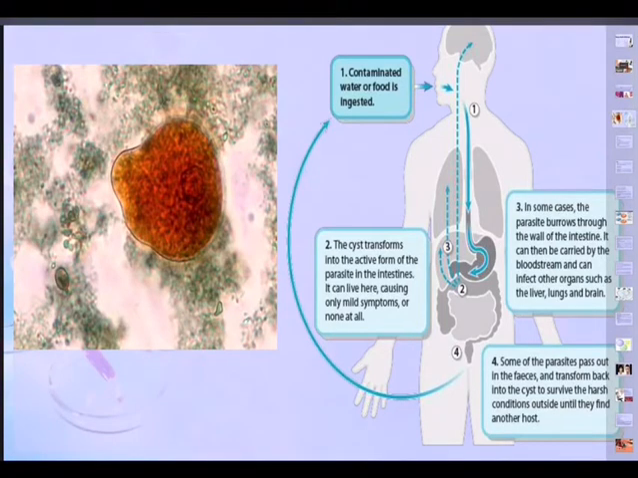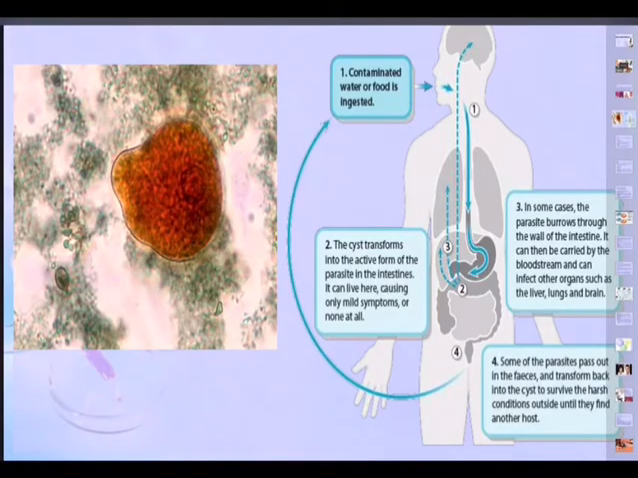This is the infected stool, the yellow one, in the water sources, and whenever we consume that contaminated water or food is ingested, it goes inside. The target organ is the big intestine. It reaches point number 2, the big intestine. The cyst transforms into an active form of the parasite in the intestine. It can live there causing mild symptoms for some time.